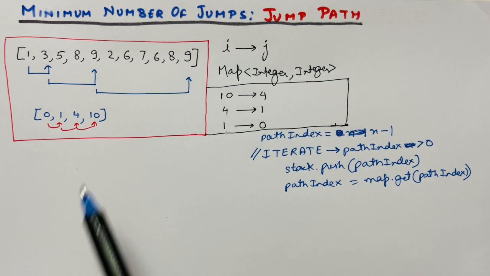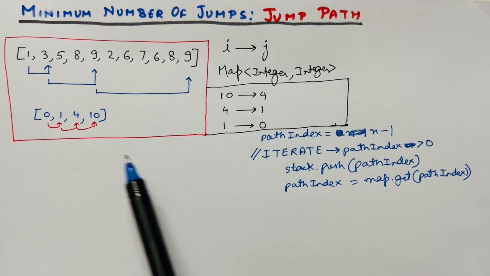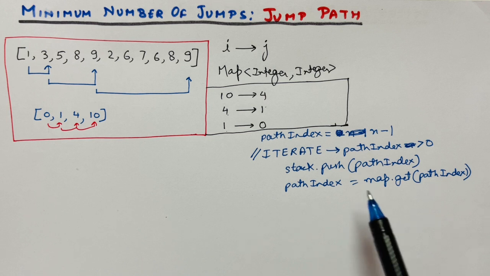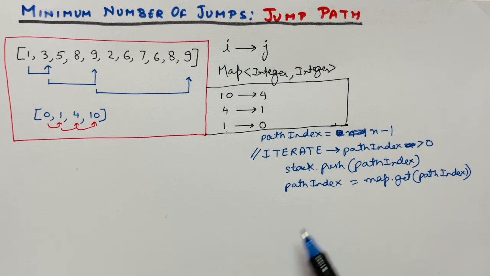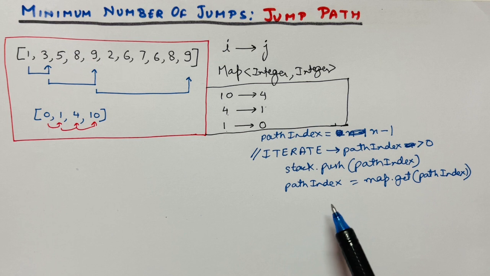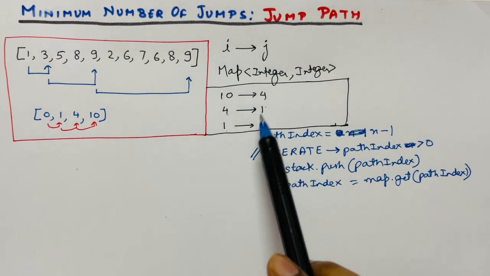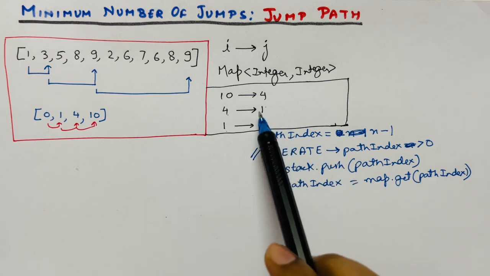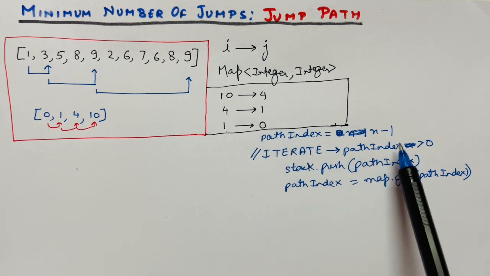Why are we using a stack here? Because first we are getting the information about the last elements in the path, so we can push that element in the stack. And then we need to figure out the previous index in the path. To find the previous index in the path, we can make use of this map. From this map, we can get the value for the current path index. So if we give 10 here, we will get 4. And the next iteration will be for 4.